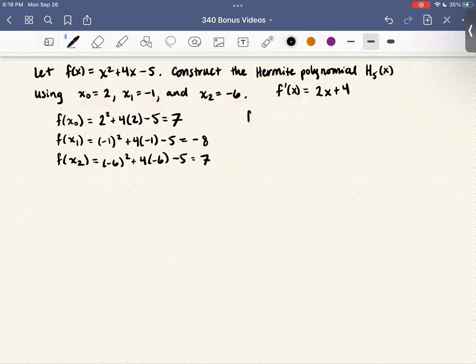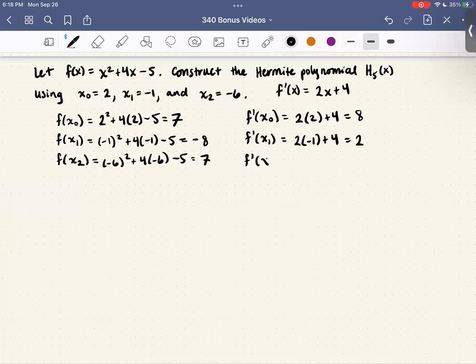So let's compute f prime at x sub 0. That'll be 2 times 2 plus 4, which will be 8. F prime at x1 will be 2 times -1 plus 4, which will give me 2. And f prime at x2, 2 times -6 plus 4, will give me -8.